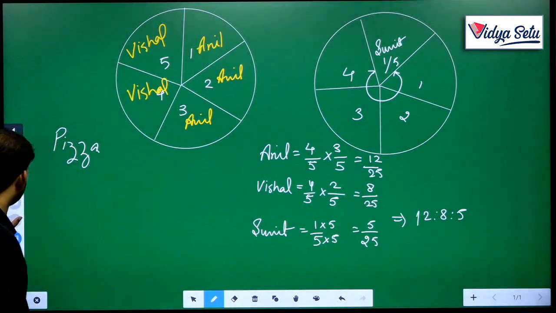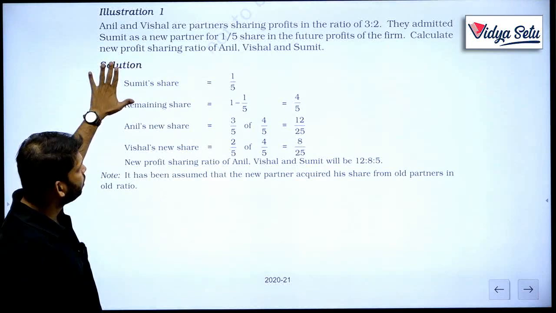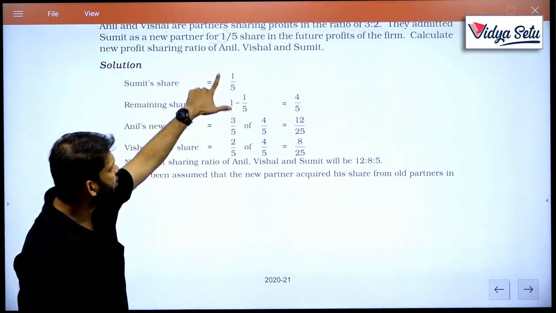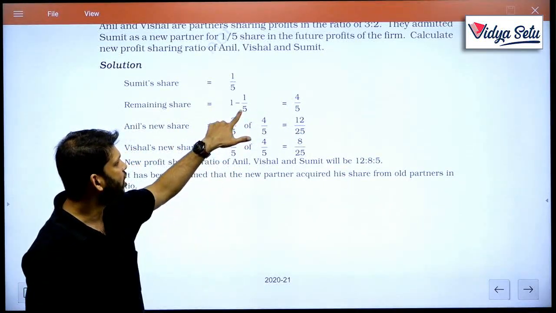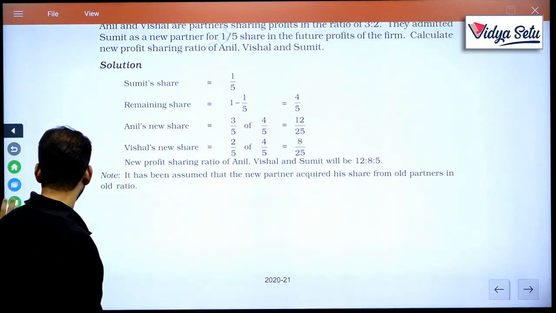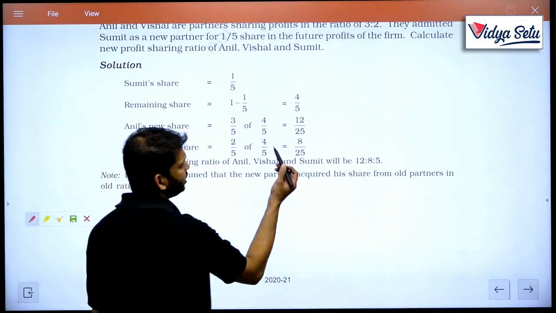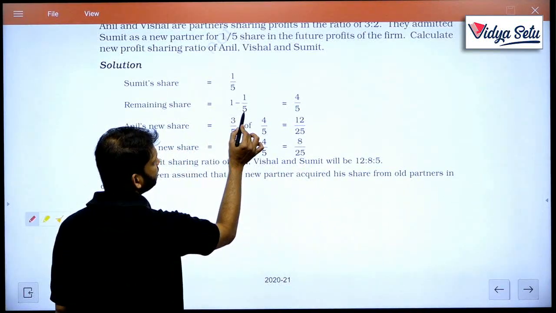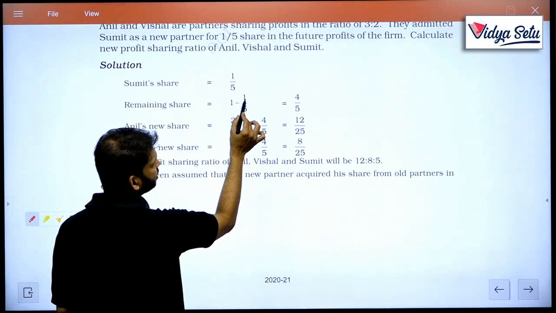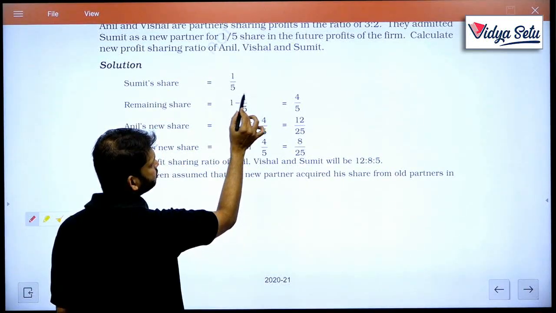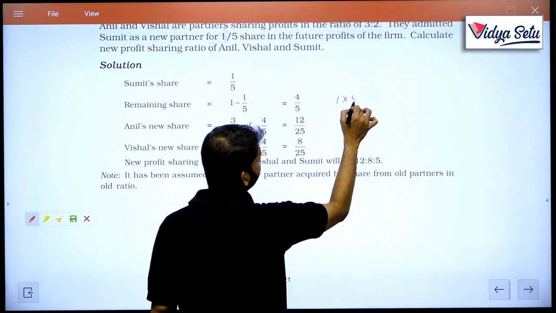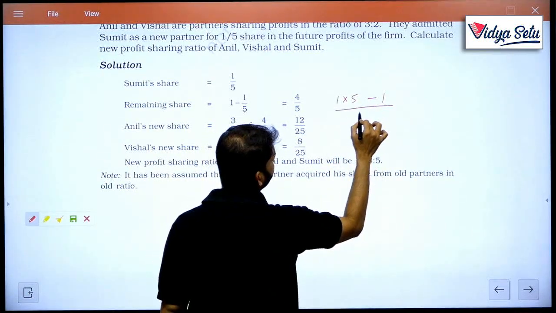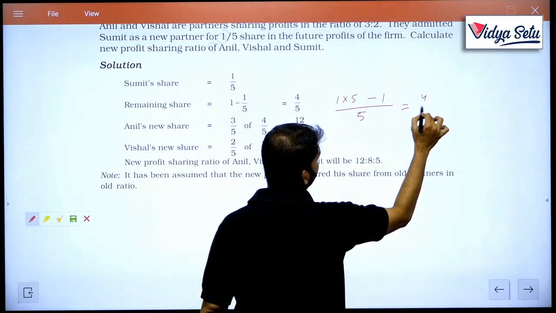Let's look here. So Sumit's share is 1 upon 5. So out of the entire pizza, if we subtract Sumit's share, what is remaining? Remaining share of 4 upon 5. How do we solve this? If you already know, we take the LCM. If you don't know, I'll tell you the simplest way. Multiply 5 by 1, minus if this is minus, plus if this is plus, divided by 5. So 1 multiplied by 5 minus 1 upon whole upon 5.